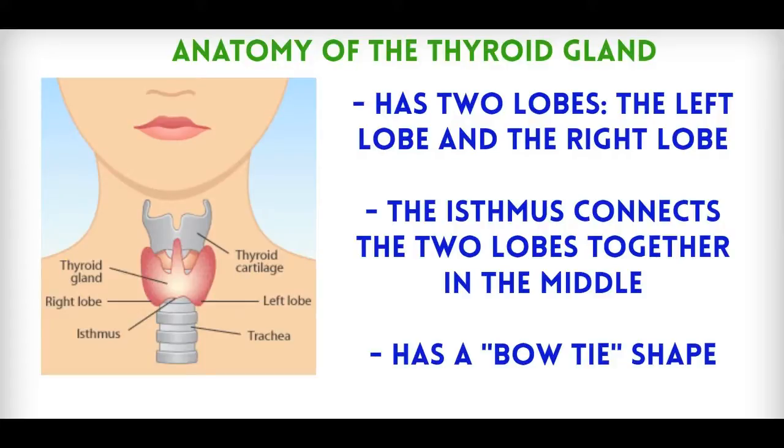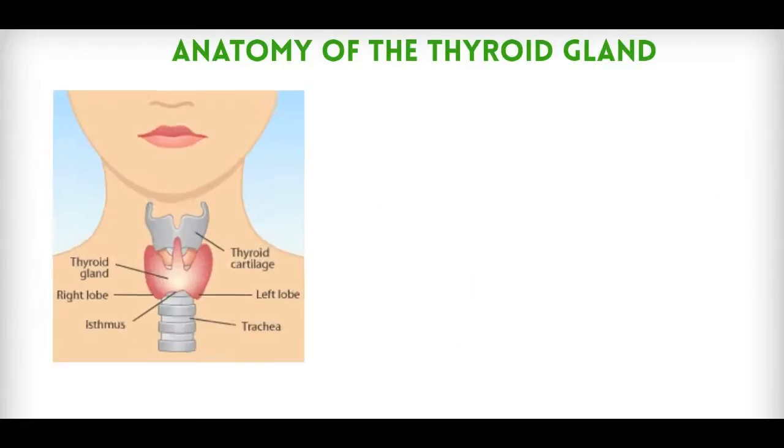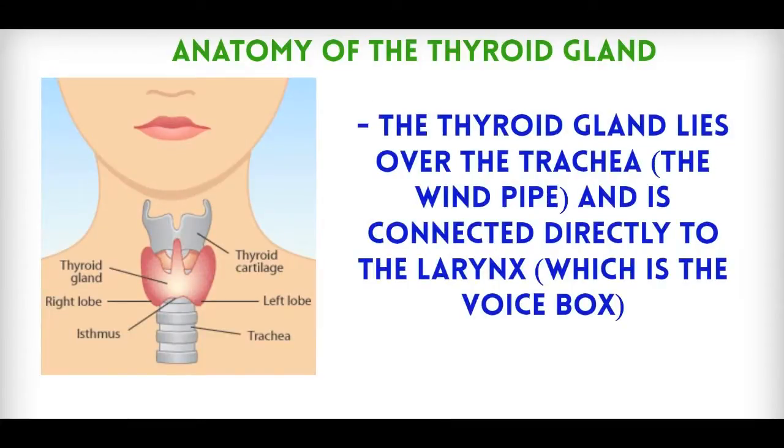The thyroid gland has two lobes. There's the left lobe and the right lobe. And there's this middle piece called the isthmus, and that connects the left lobe with the right lobe. I'm not sure if I'm saying this right. It has this characteristic bow type shape. The gland lies over the trachea, and it is also connected directly to the larynx, which is the voice box. So just keep in mind the left lobe, the right lobe, the isthmus, and understand that it's placed over the trachea. It's located inside of your neck here as well.